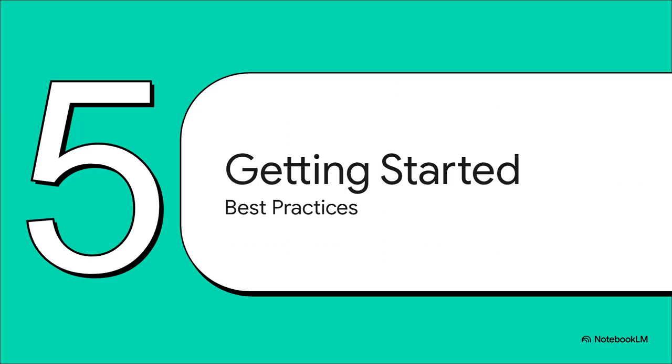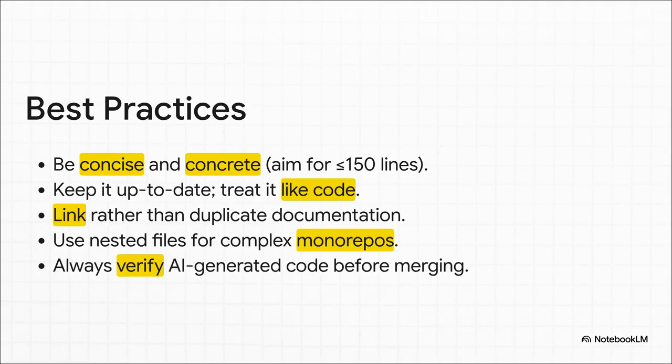All right, let's wrap this up with a few key best practices to make sure you're getting the most out of your new AI teammates. These are super important. First off, keep it short and sweet. Agents prefer lists of commands, not long essays. And this one's huge. Treat it like your actual code. When your build process changes, you should update your AGENTS.md in the very same commit. Also, just link to your main docs instead of duplicating info. And probably the most important rule of all, always verify the code an AI generates before you merge it. It's an assistant, remember, not the final boss.